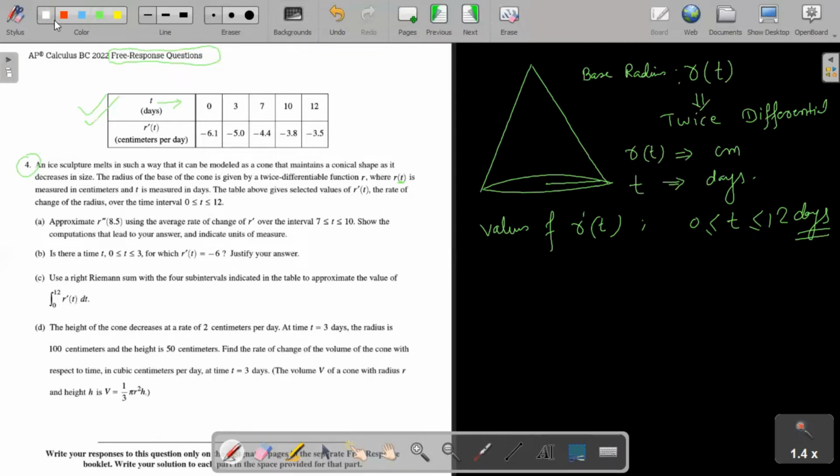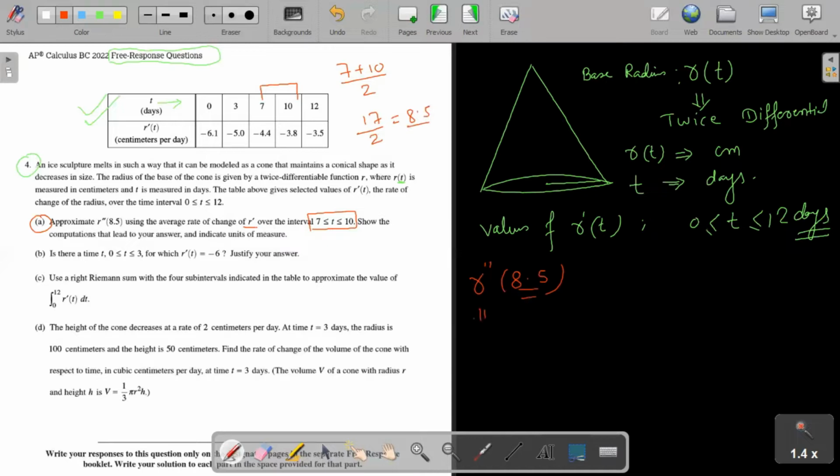So let us take the first question, the first part, that is part A. Part A is saying approximate r double dash 8.5 using the average rate of change of r dash over the interval 7 to 10. So we have to take the average rate of change from 7 to 10. If we take the average of 7 and 10, 7 plus 10 divided by 2, we get 17 by 2, that is 8.5. That is written here.